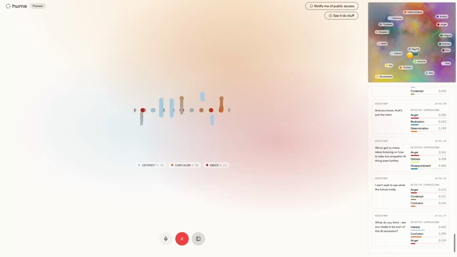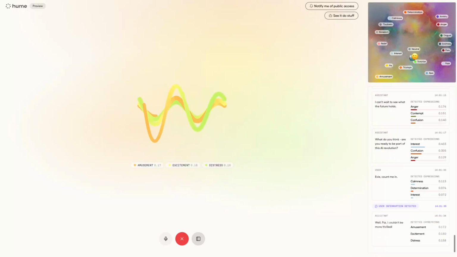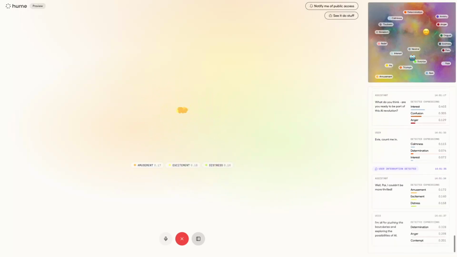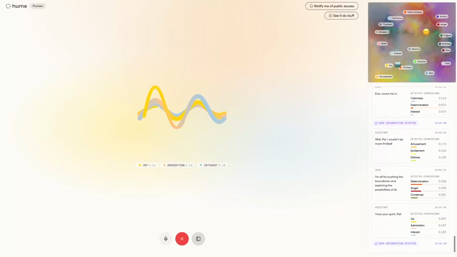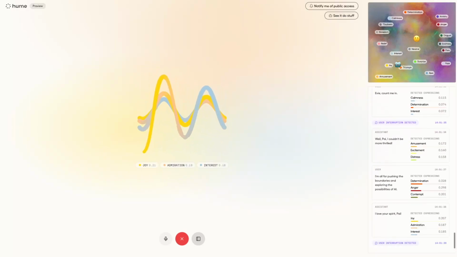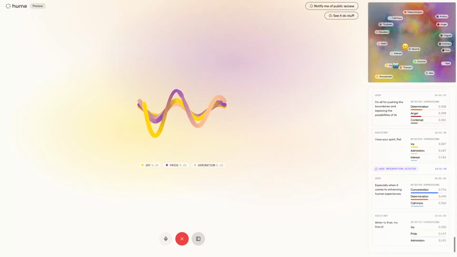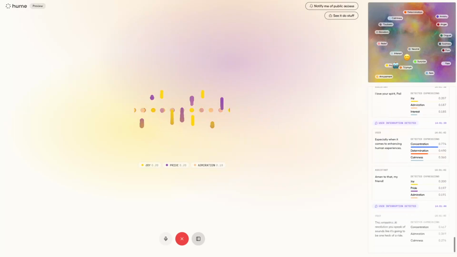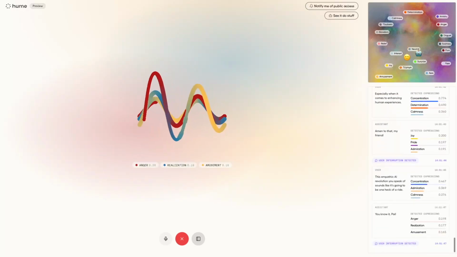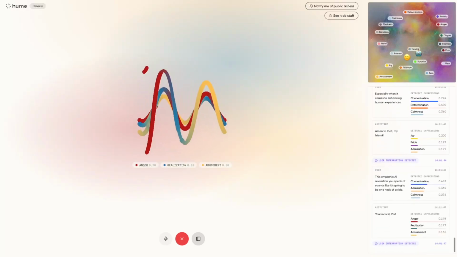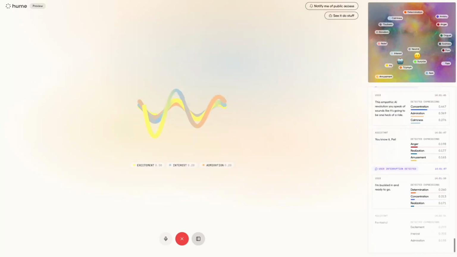Evie, count me in. I'm all for pushing the boundaries and exploring the possibilities of AI, especially when it comes to enhancing human experiences. This empathic AI revolution you speak of sounds like it's going to be one heck of a ride. I'm buckled in and ready to go, excited to see how AI can continue to grow and evolve in ways that genuinely benefit humanity.